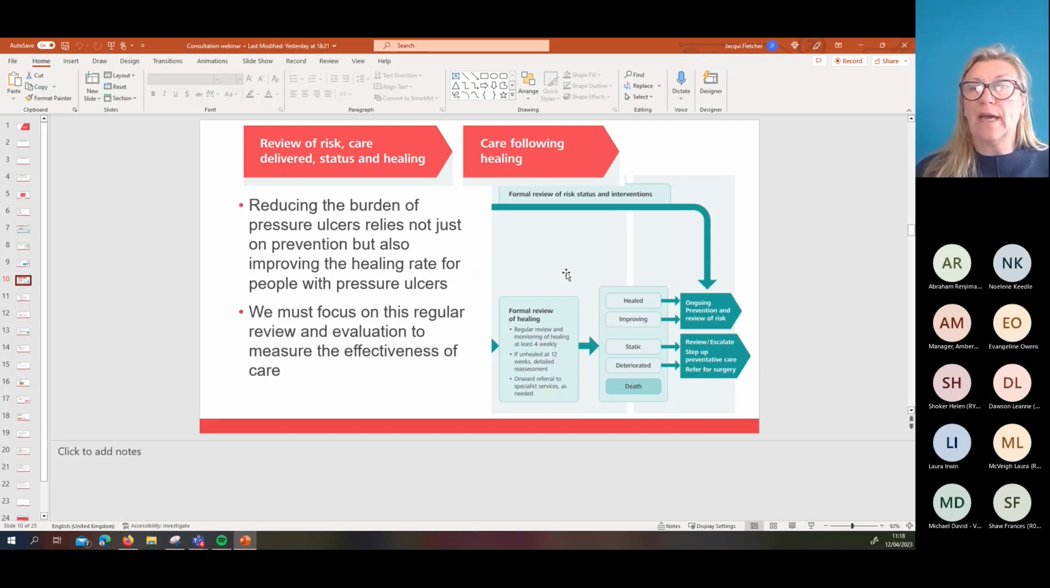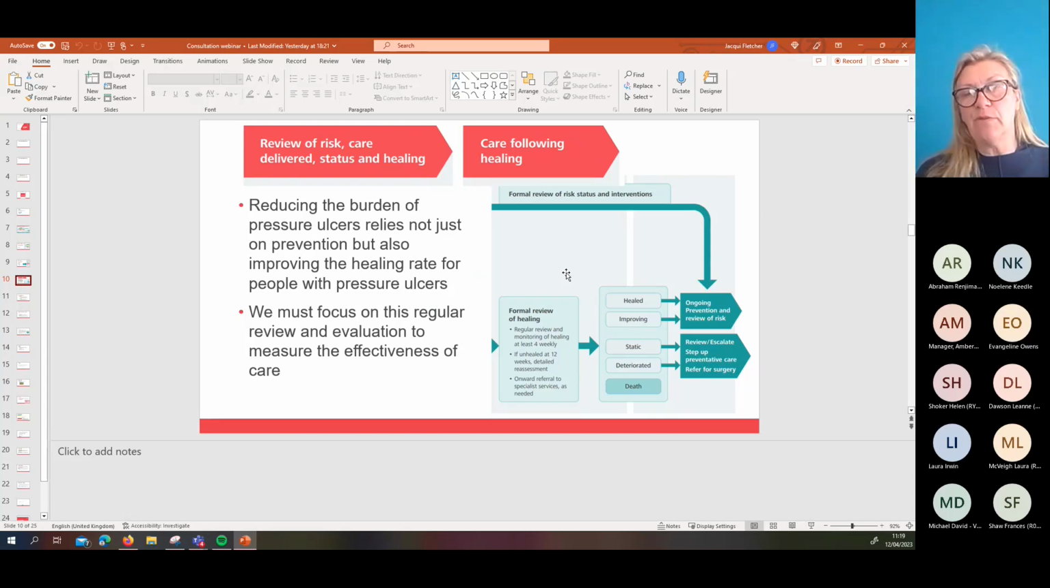We know from local data that of the patients referred to specialist services with category 3 and 4 pressure ulcers, a reasonable percentage die within 6 months. And we don't know if they die because they got a pressure ulcer and that's hastened their death, or whether they get the pressure ulcer because they're close to death. But at the minute, we have no idea about that.